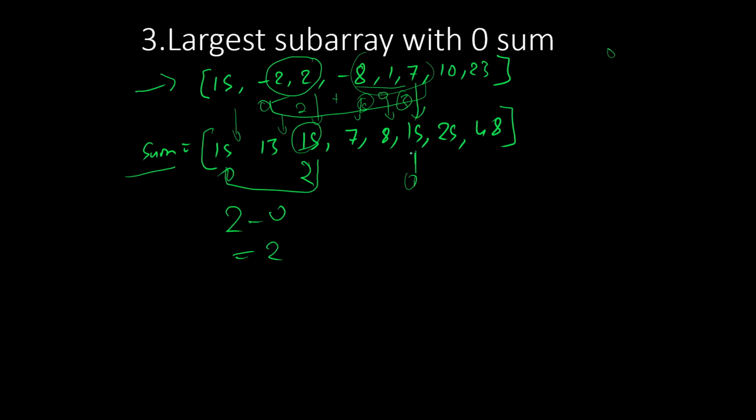So the index of this 15 is 3, 4, 5. This index is 5 here. So 5 minus 0 will get us a length of 5. And this is what we're going to return to the compiler. And this is our final answer.